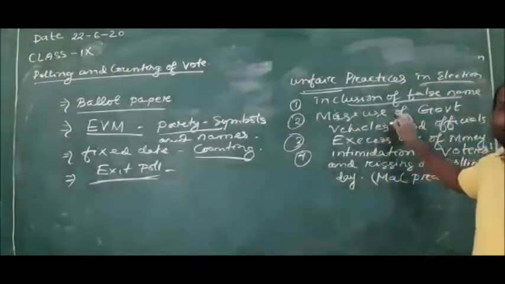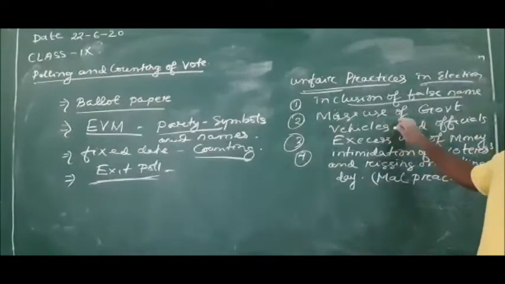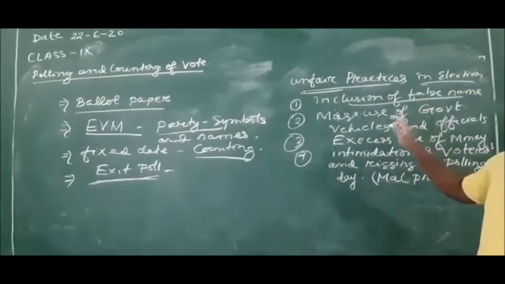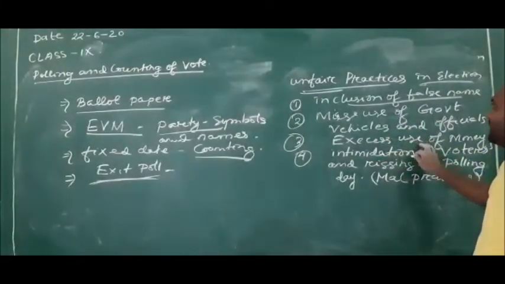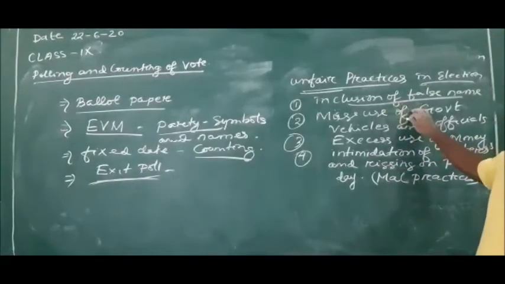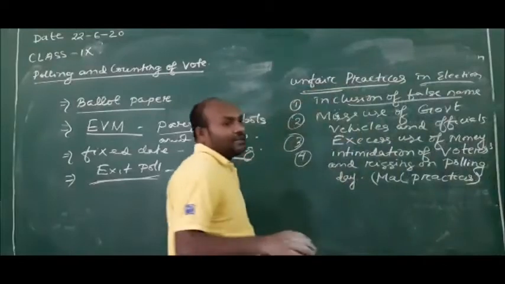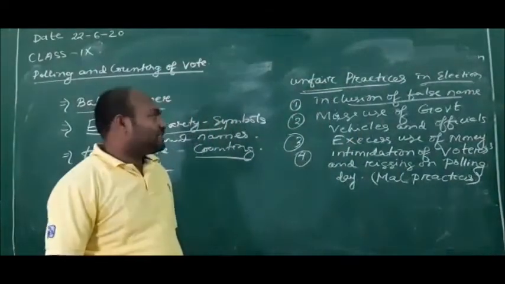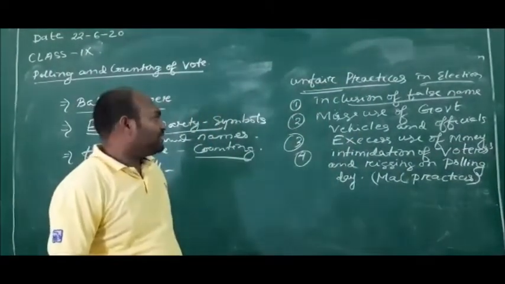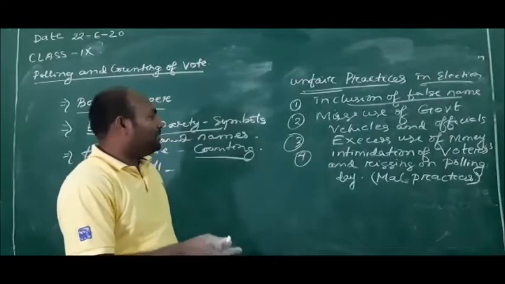And after that, during the time of elections, we see the misuse of government vehicles. The government vehicles and the government officers are being used by the political parties. Such things are also referred to as illegal activities according to the terms and conditions of the election commission. One cannot do them during the time of elections.